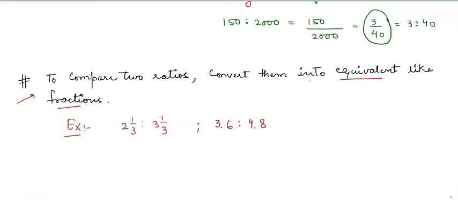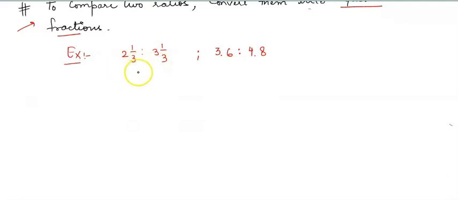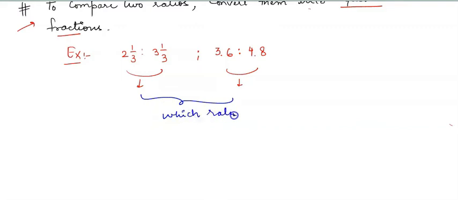Okay, so we have an example here, that is we have two quantities, this one and this one. Basically this is the first ratio and this is the second ratio. Now today's question is, we have to tell between these two ratios which ratio is greater. Only this thing we're going to study today.